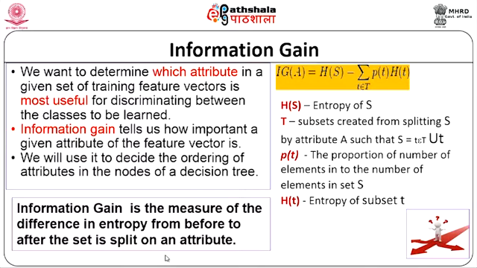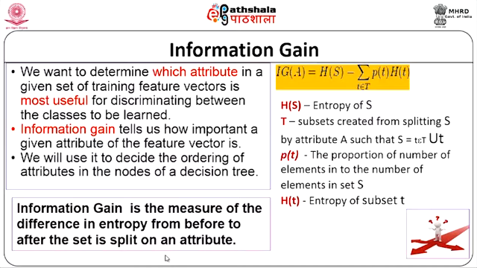So, the information gain is the measure of the difference in entropy from before and after the split on the attribute. Now, we are coming directly into our problem. Here you have information gain as H of S minus one particular term. Let us see what that means. H of S is the entropy of the sample, T is the subset created from splitting S by the attribute A, such that S is split into T subsets, and P of T is the proportion of the number of elements in the target subset to the whole set S, and H of T is the entropy of that particular subset.